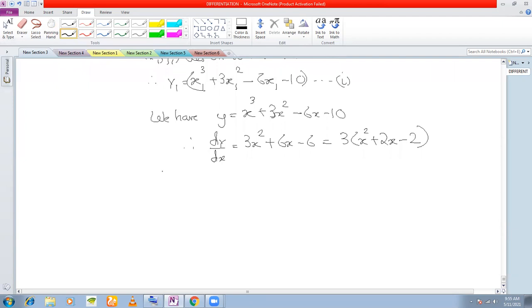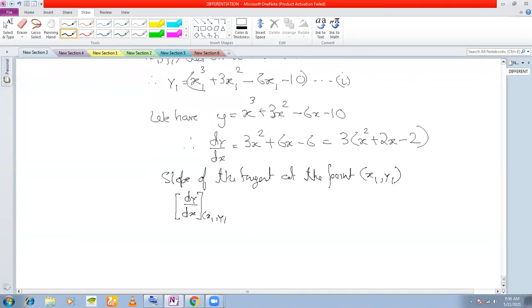Now, what is the slope at the point? Slope of the tangent, or gradient of the tangent, at the point x1 y1. It is dy dx at x1 y1. Put the value here. Get thrice x1 square plus twice x1 minus 2. Because x1 is here, that is why we put the value of x1 here.